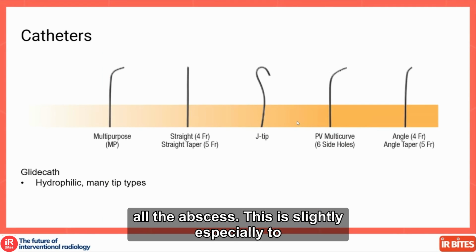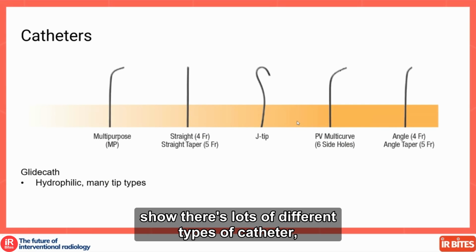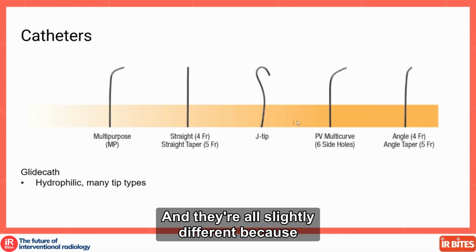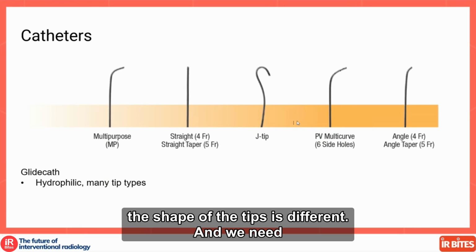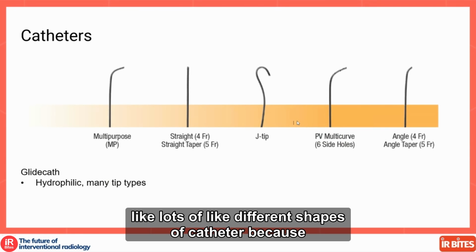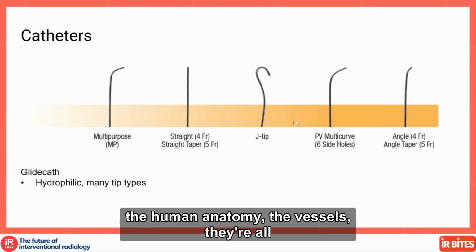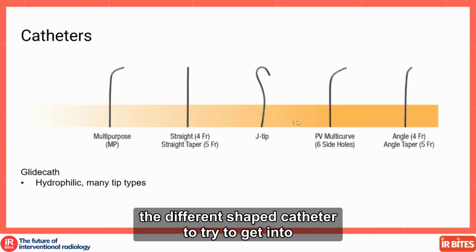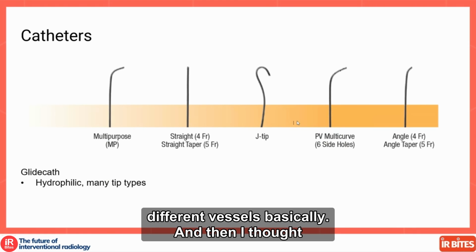This slide is basically to show there are lots of different types of catheter in IR, and they're all slightly different because the shapes of the tips are different. We need lots of different shapes of catheter because the human anatomy, the vessels, are all slightly different. They're not all the same, so you need a differently shaped catheter to get into different vessels, basically.